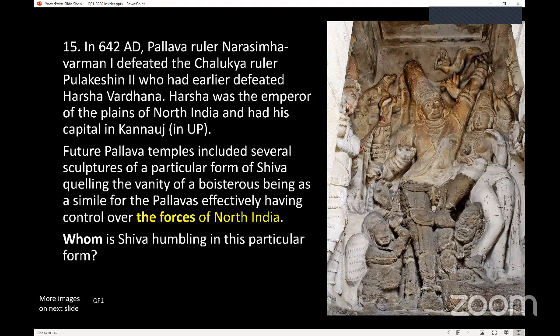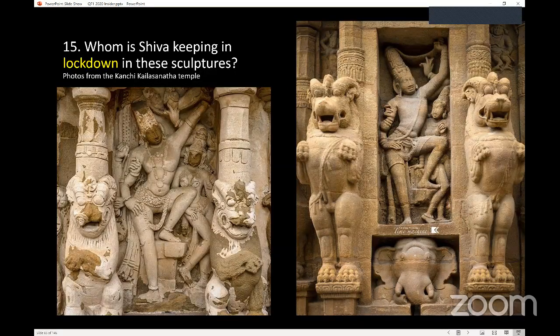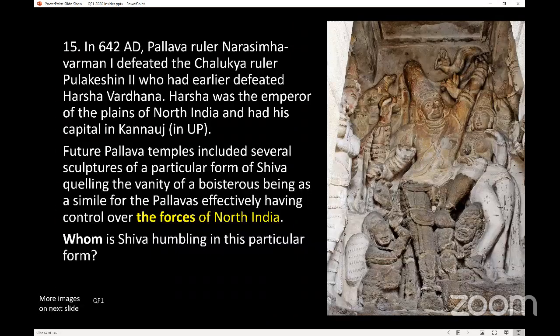So I'm giving you a few more examples. All of these are from the Kailasanatha temple. So this is a form of Shiva where he is quelling the vanity of a certain boisterous being that descends from above. And it symbolizes having control over the forces of North India. So the Pallavas imagine themselves to be like Shiva, and they're saying, just like Shiva did this, we also did this, effectively. So whom is Shiva humbling in this particular form?